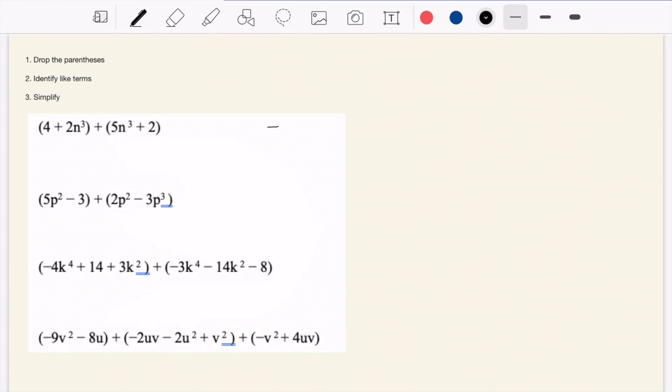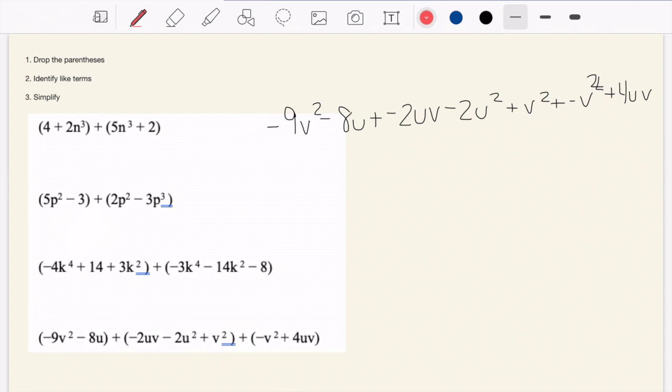So I'm going to rewrite it: negative 9v squared minus 8u plus negative 2uv minus 2u squared plus v squared plus negative v squared plus 4uv. All right, so this one's kind of a long one, but it's going to go the exact same way we've been doing before.